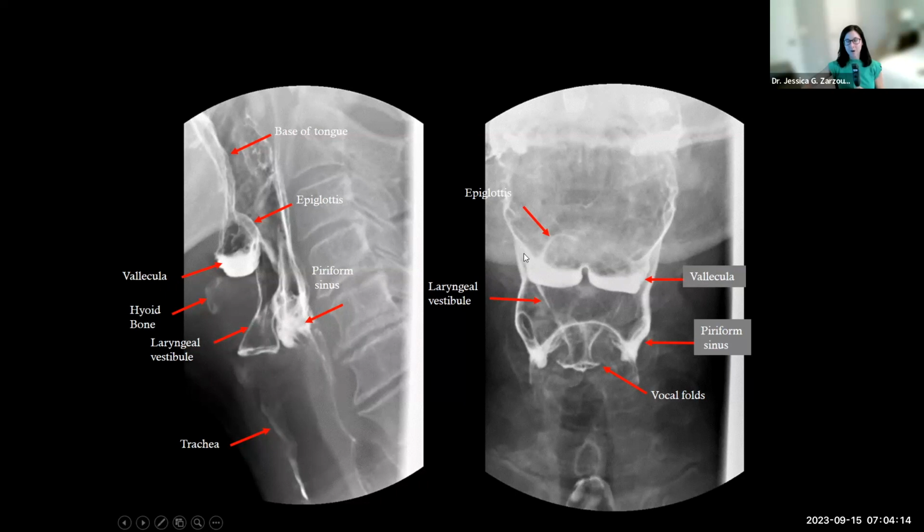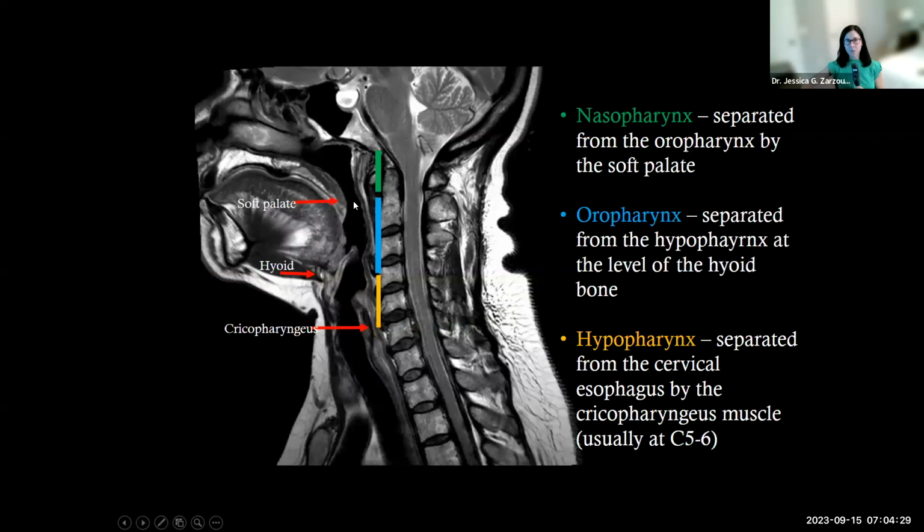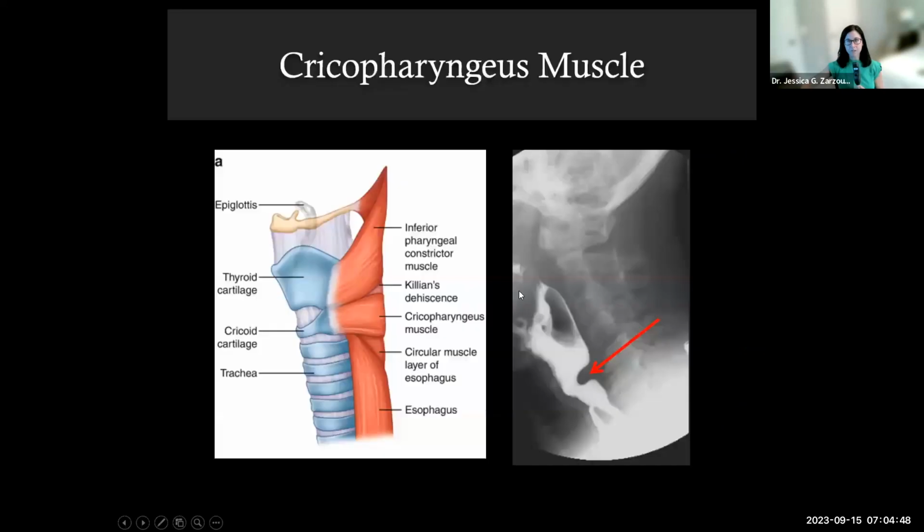On the AP view, we see the same structures, the paired vallecula here. This is the epiglottis, the laryngeal vestibule, and then the vocal cords. And this is the trachea again. So the nasopharynx is separated from the oropharynx by the soft palate. The oropharynx is separated from the hypopharynx at the level of the hyoid bone. And the hypopharynx is separated from the cervical esophagus by the cricopharyngeal muscle. The hypopharynx is where we're primarily focusing our attention on our barium swallows.